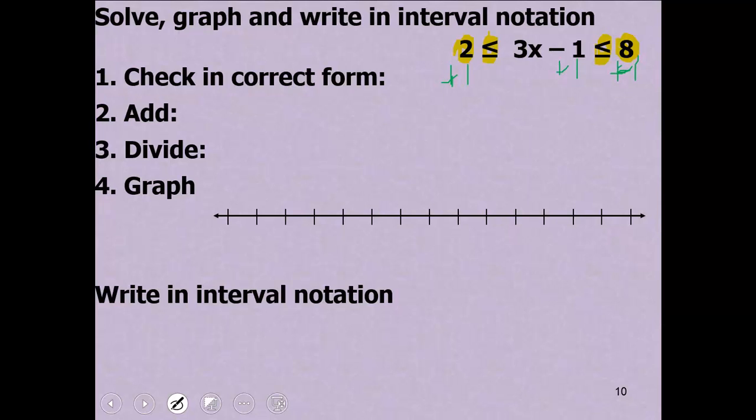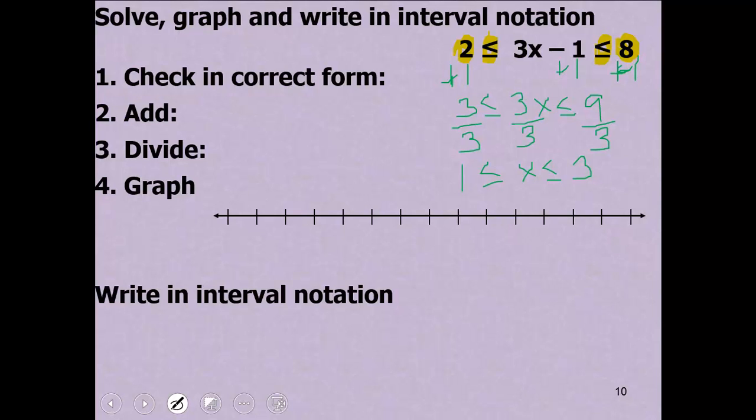Okay, and I end up with 3 is less than or equal to 3x, which is less than or equal to 9. I got some pretty numbers here. And then I divide by 3, divide by 3, divide by 3, and I get 1 is less than or equal to x is less than or equal to 3. Notice that both of my ends are going to have brackets because of my symbols there.